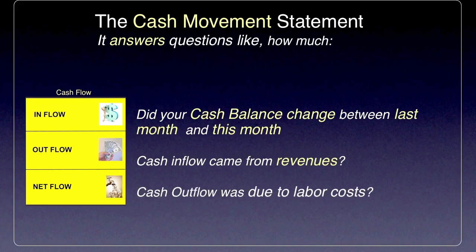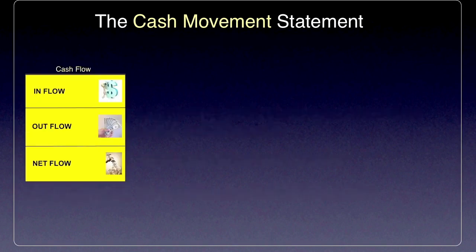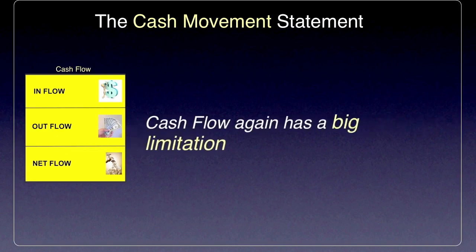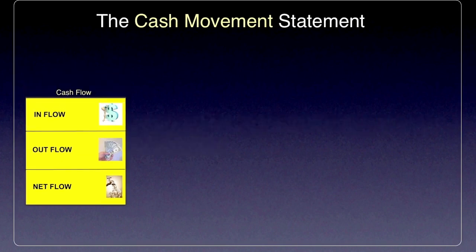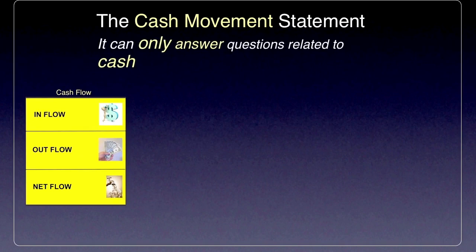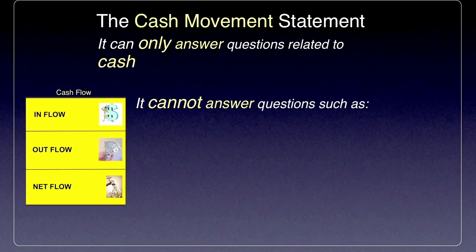Alas, the cash flow statement has a huge shortcoming. It is able to give you information only related to cash. For example, if you needed to know whether you had an approved budget for buying kitchen equipment, or whether your laundry equipment needed to be replaced, the cash flow statement is unable to assist.